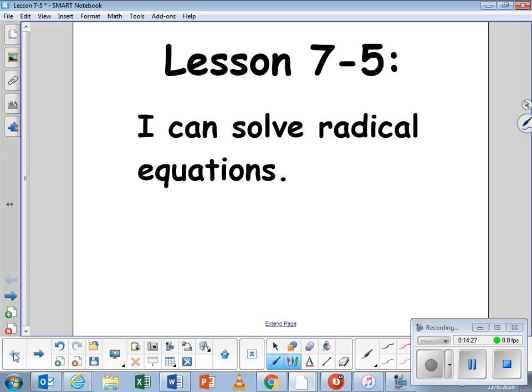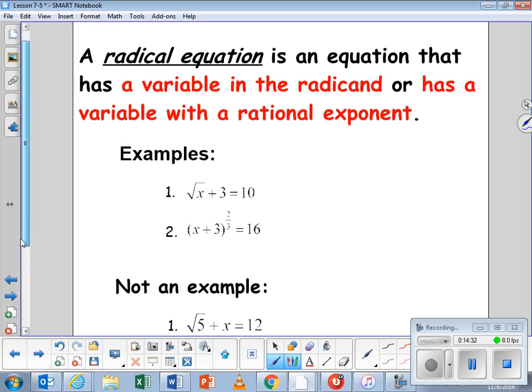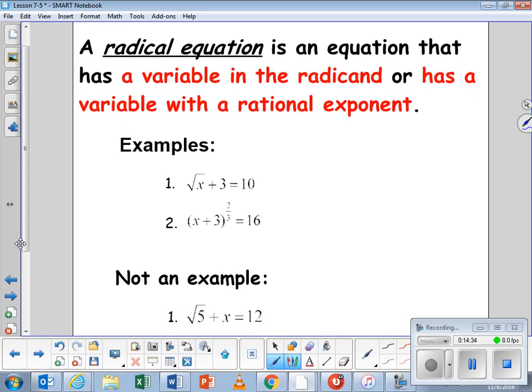Can I move on? Here's two examples of a radical equation. It has to have a variable in the radicand, or it has to have a variable with a rational exponent. So these are examples of radical equations. I have a variable with a rational exponent, or I have a radicand that is a variable.